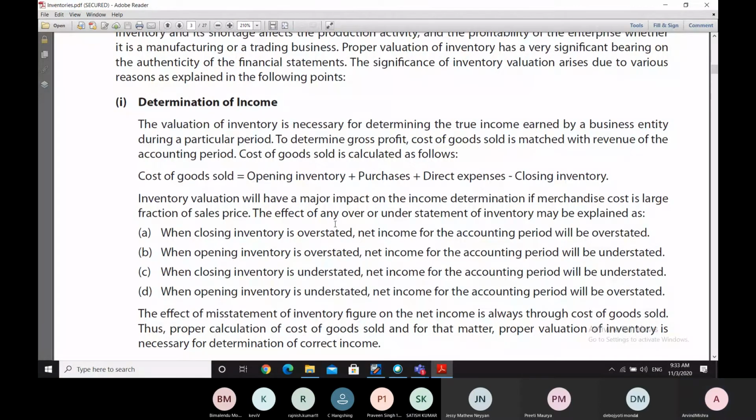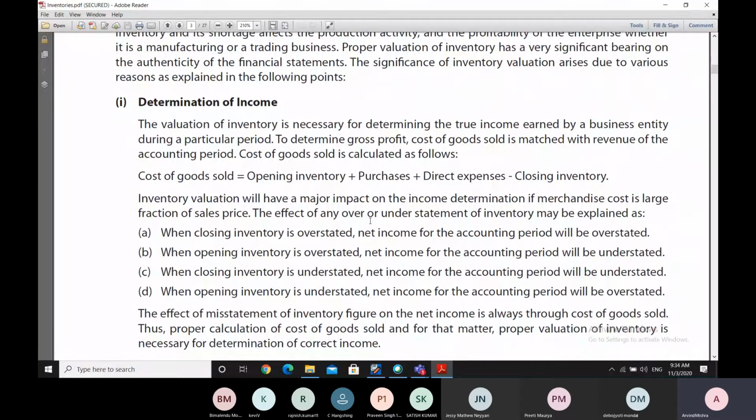So, whatever amount is being sold, if not much work is being done on the products being purchased and directly the products are being sold, just like in a trading concern, if the merchandise cost becomes a large fraction of the sales price, then the effect would be even more of the inventory valuation.